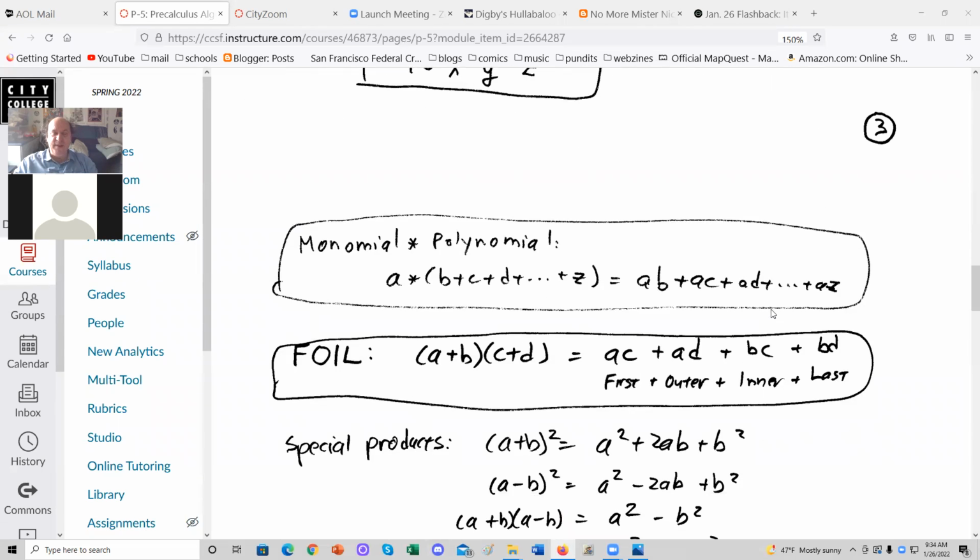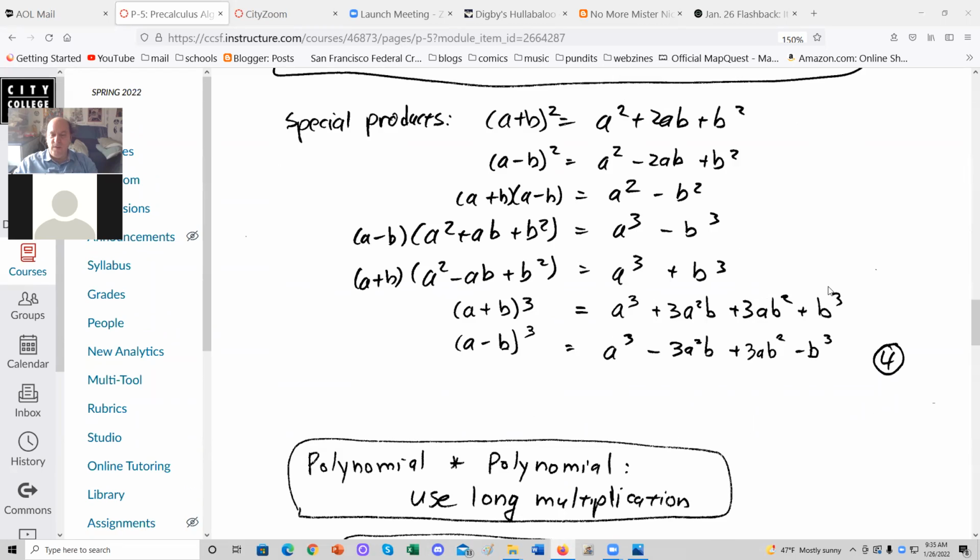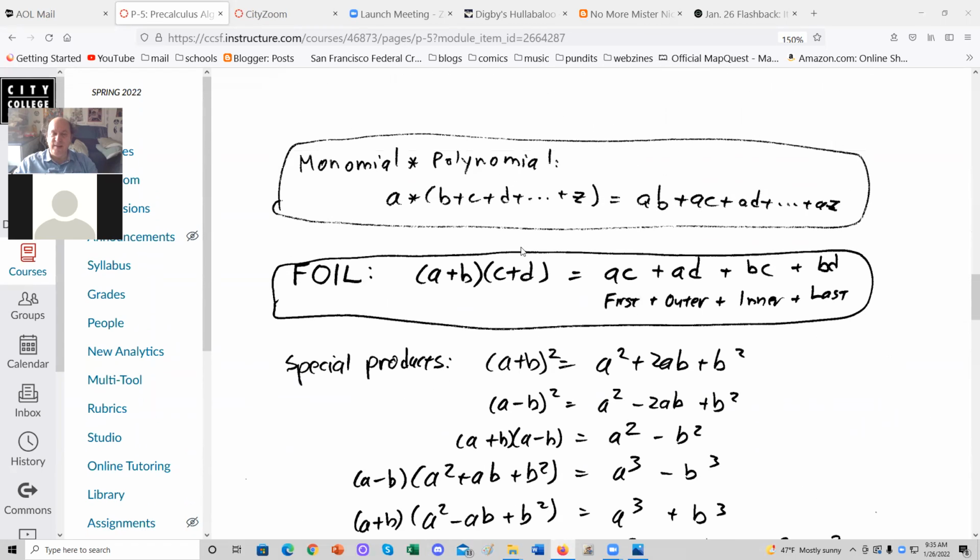Now, have a single term times a polynomial. Well, I just use distribution. A times the sum is AB plus AC plus AD all the way up to AZ. So, well, okay, we'll get to that later.